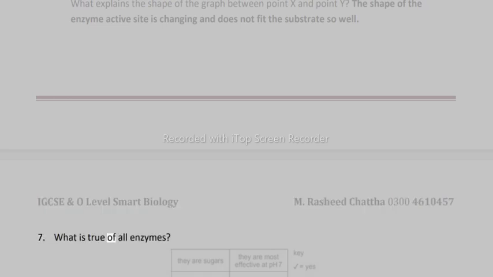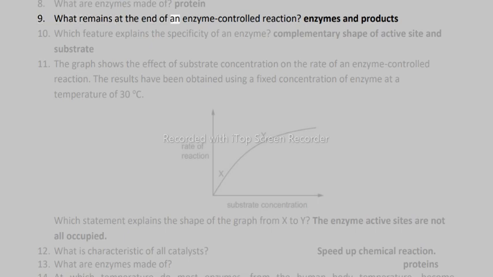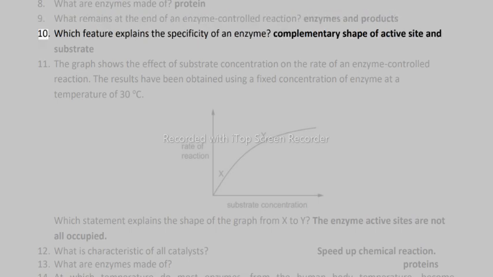7. What is true of all enzymes? 8. What are enzymes made of? Protein. 9. What remains at the end of an enzyme-controlled reaction? Enzymes and products. 10. Which feature explains the specificity of an enzyme? Complementary shape of active site and substrate.